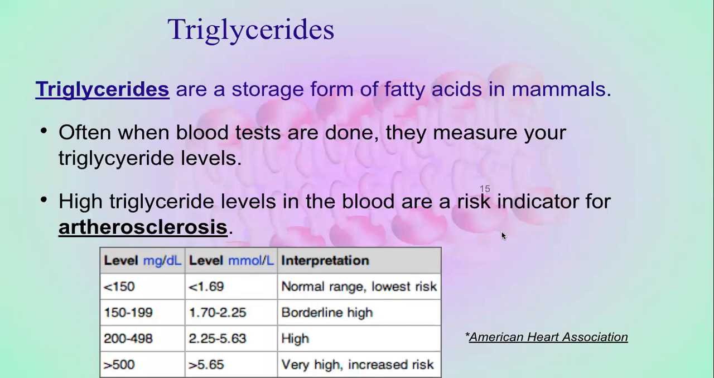So next we're going to talk about triglycerides. So we started with our monomer, which is our fatty acids, and now we're going to talk about some polymers. So triglycerides are a storage form of fatty acids in mammals. So if you've ever had blood drawn and they look at your fatty acid levels, they're typically looking at your triglyceride levels. And high triglyceride levels in the blood are a risk indicator for arteriosclerosis. And here is just some data from the American Heart Association, just talking about what some normal, borderline and high levels of triglycerides are.